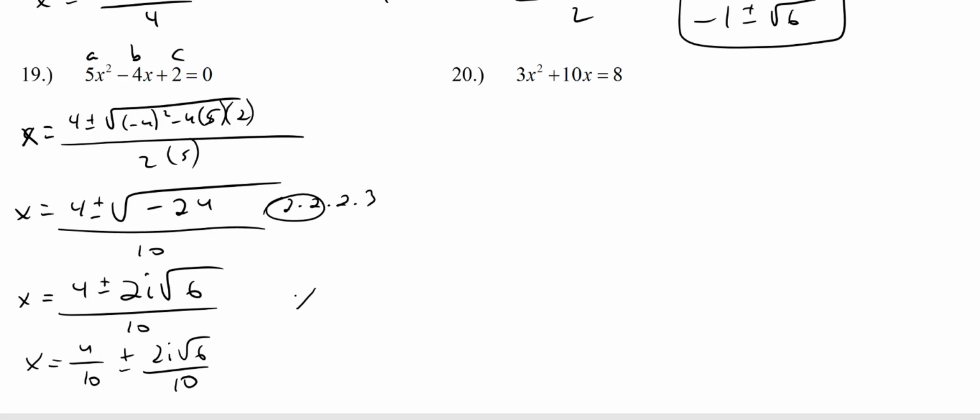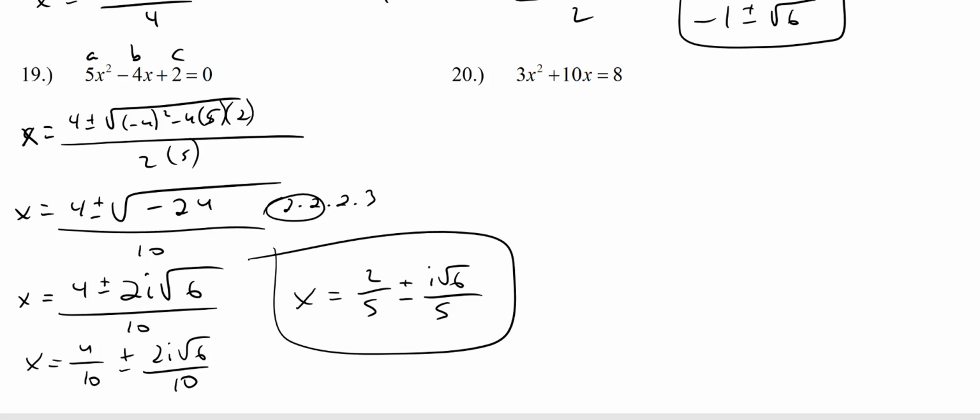Okay, so 4 over 10, x equals 2/5. If you can reduce that in your calculator, plus or minus i root 6 over 5. That's your answer. Okay, last one, I'm going to subtract 8 because it needs to be in that form.